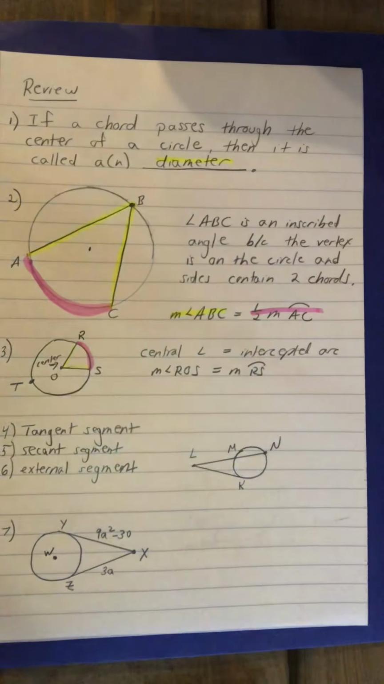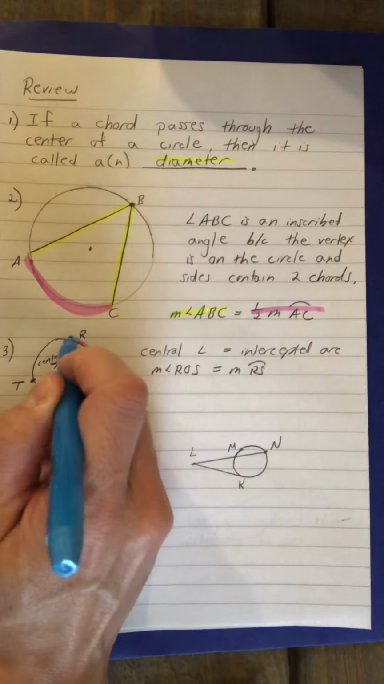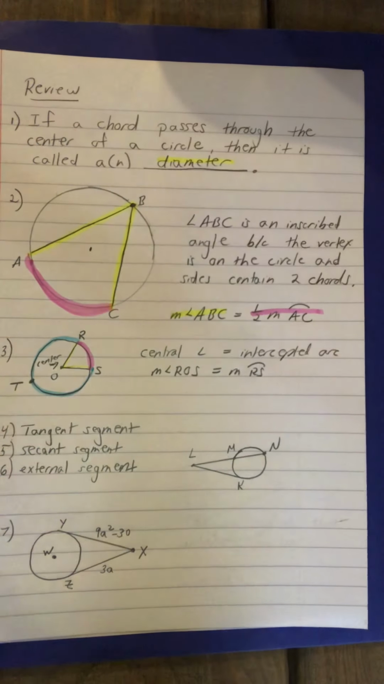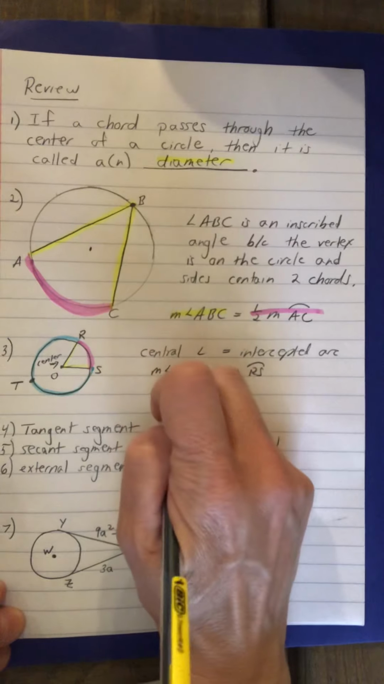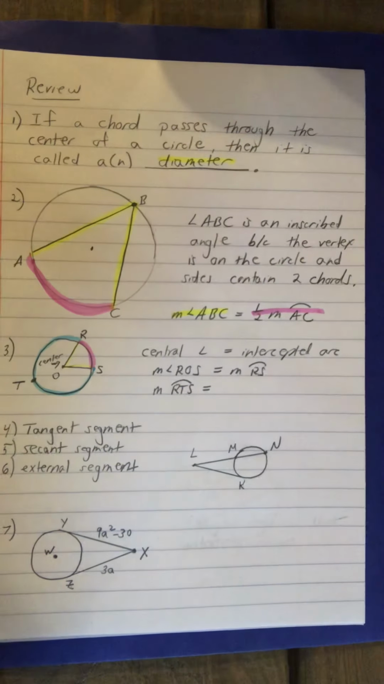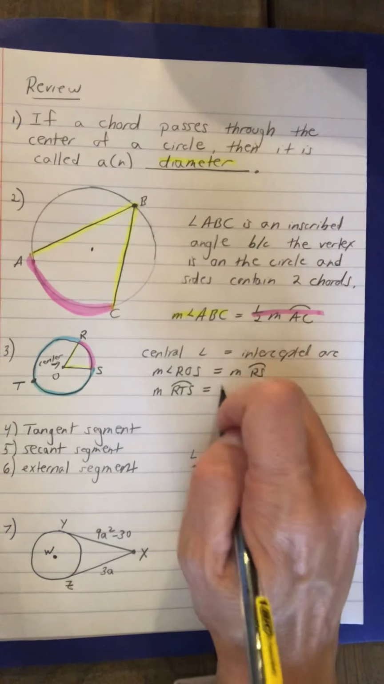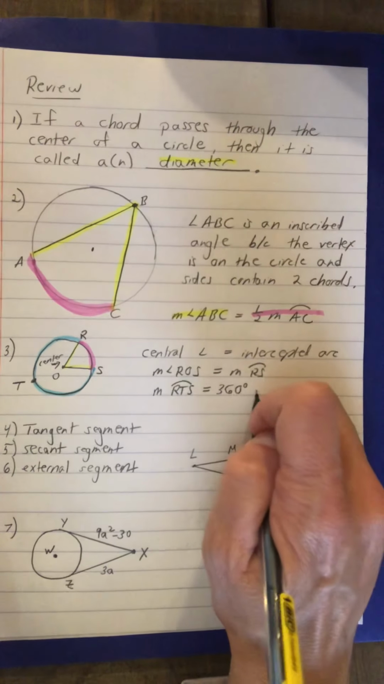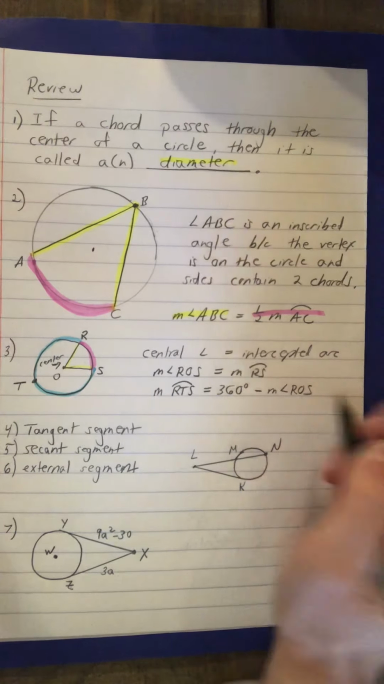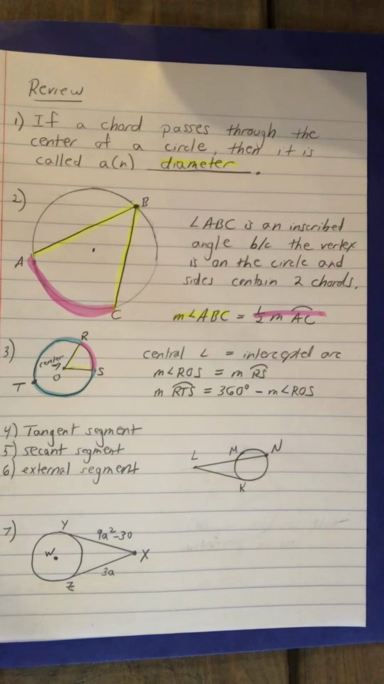And if I look at that, that major arc would complete the rest of my circle. So if I wanted to find the measure of arc RTS, that would actually equal 360, because that's the degree measure of the entire circle, minus the measure of that central angle ROS. All right? Just so we make sure we're clear.